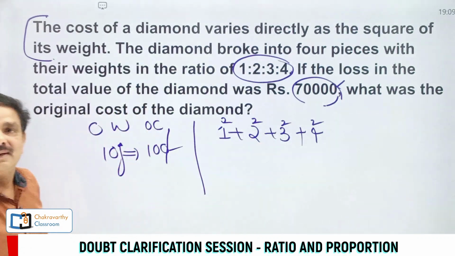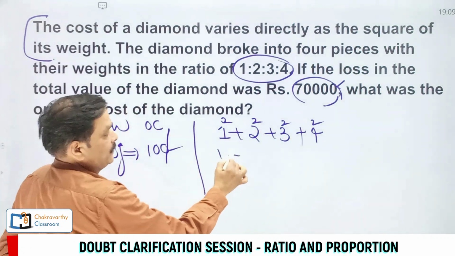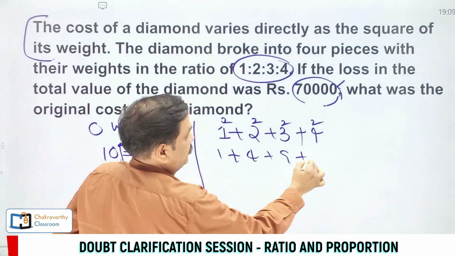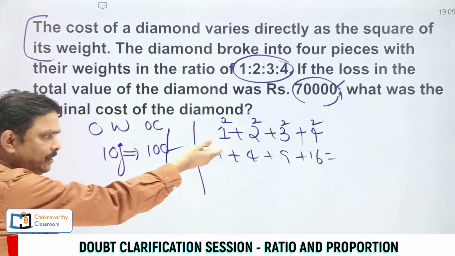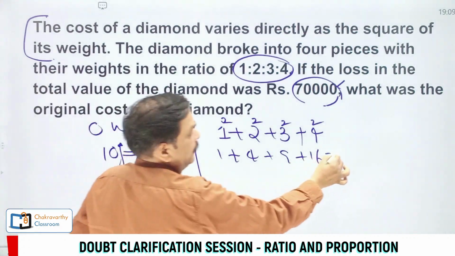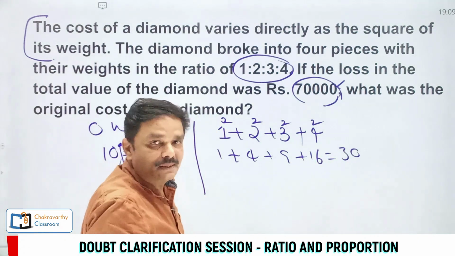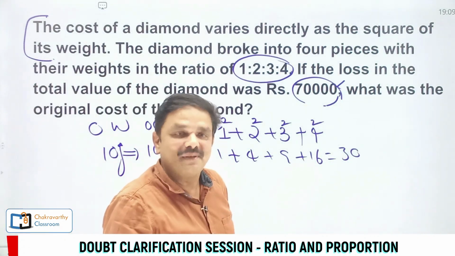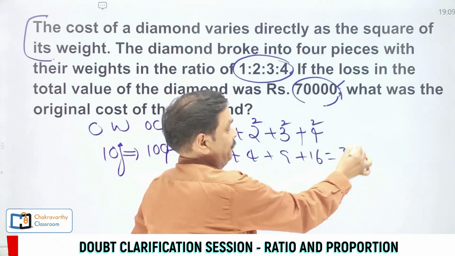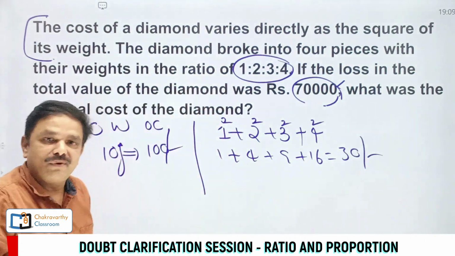Add up this one. So now this is 1 plus 4 plus 9 plus 16 is equal to, just now we have done that one, that is 30. Is it 30 grams or 30 rupees? 30 rupees because it is cost. 30 rupees. Now we got the idea.